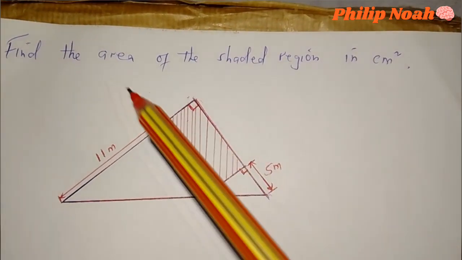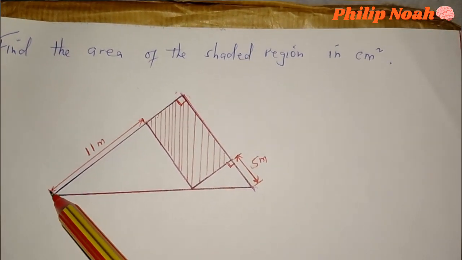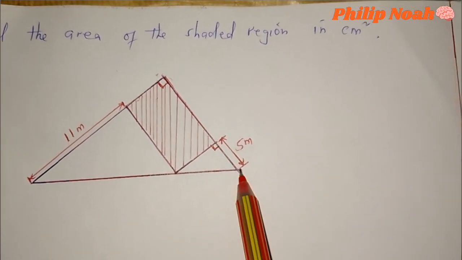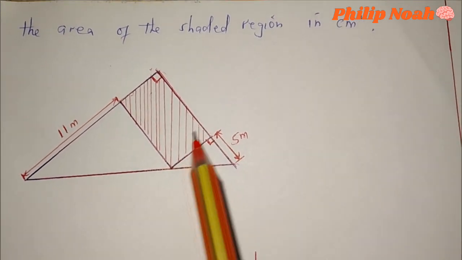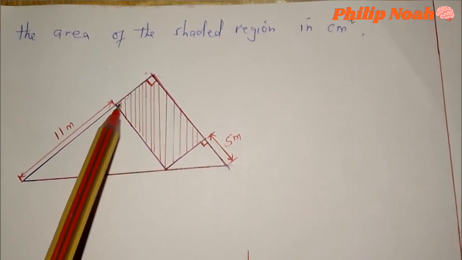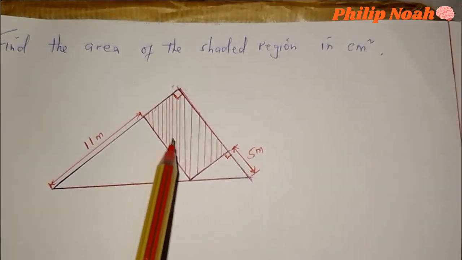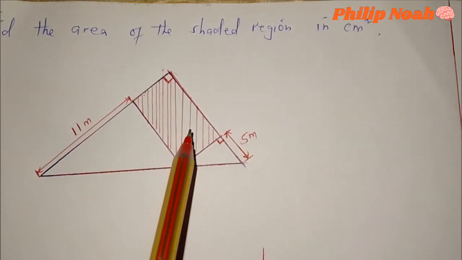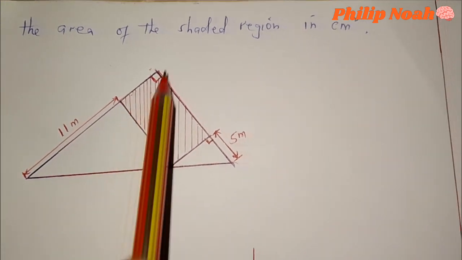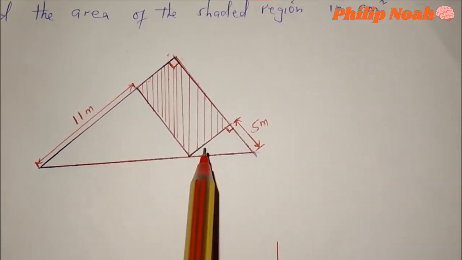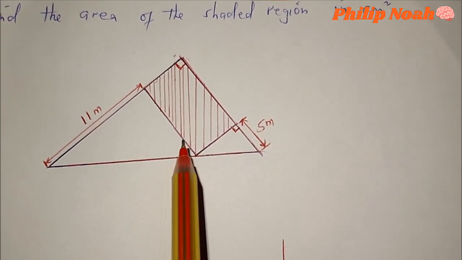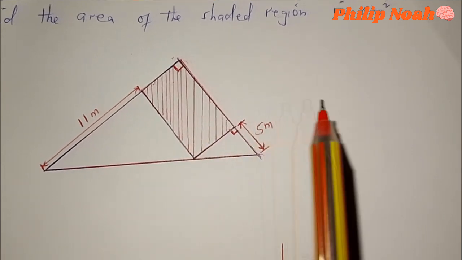So we have been given the distance from this point to this point as 11 meters, then the distance from this point to this point as 5 meters. But we don't know the distance from this point to this point and from this point to this point. Remember, we have been asked to find the area of this shaded region, and since it is a rectangle, its area will be given by length times width. This is the length and this is the width, but we have not been given them. So how are we going to work it out?